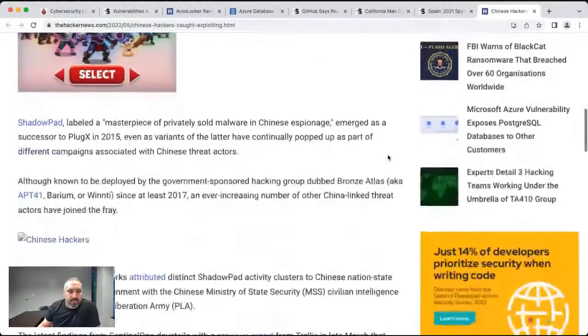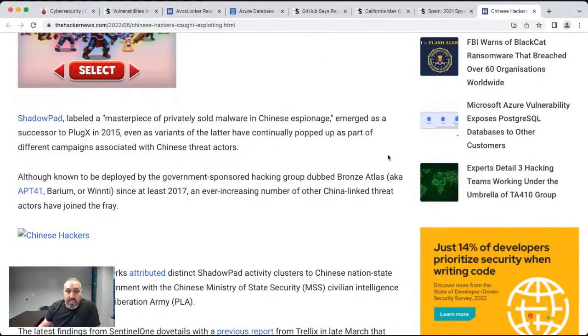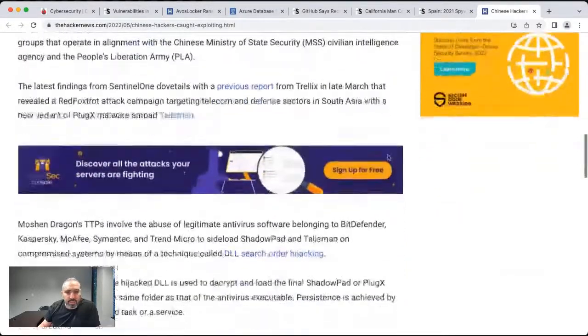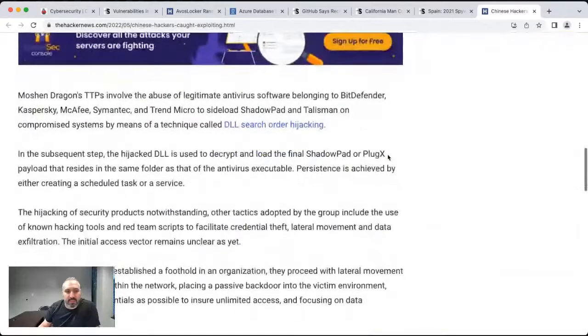ShadowPad, labeled a masterpiece of privately sold malware in Chinese espionage, emerged as a successor to PlugX in 2015. SecureWorks also attributed ShadowPad's activity clusters to Chinese nation-state groups. China continues to be a threat in that vector.